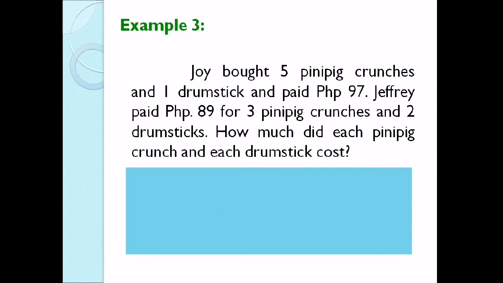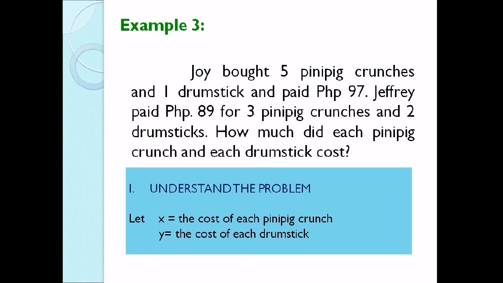So we're now down to our last example. Example 3. Joy bought 5 pinipig crunches and 1 drumstick and paid 97 pesos. Jeffrey paid 89 pesos for 3 pinipig crunches and 2 drumsticks. How much did each pinipig crunch and each drumstick cost? Again, Joy bought 5 pinipig crunches and 1 drumstick and paid 97 pesos. Jeffrey paid 89 pesos for 3 pinipig crunches and 2 drumsticks. How much did each pinipig crunch and each drumstick cost?